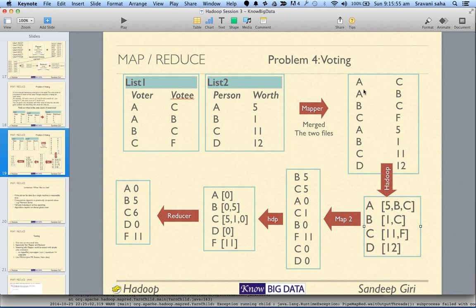Now, when Hadoop sorts them, all the values of A will come together, like 5, comma, B, comma, C will be the values for A as a key, and so on, right? Now, what you got at the end of the day is this table, which basically says that A, whose value is 5, has voted for B and C, right? B, whose value is 1, has voted for C only. C, whose value is 11, has voted for F only. D, whose value is 12, has voted for nobody.